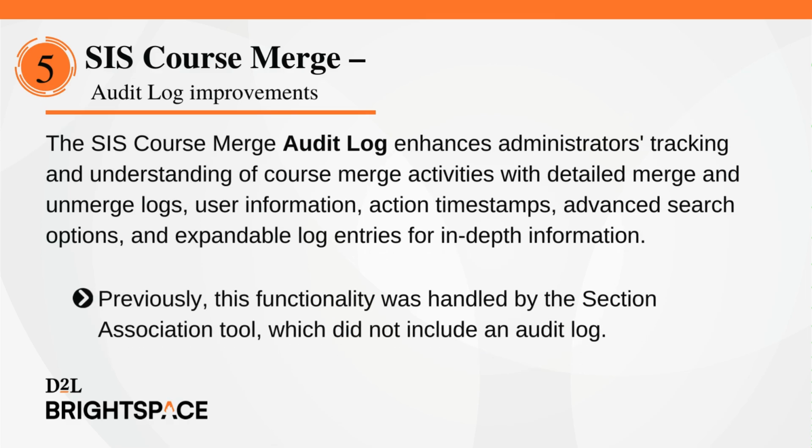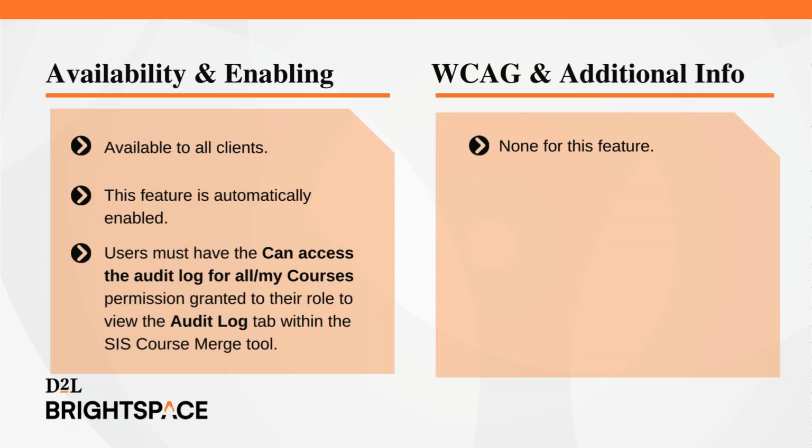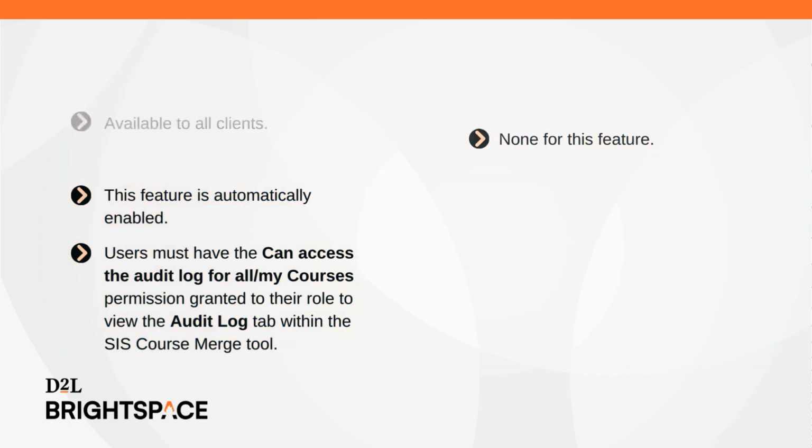The SIS Course Merge Audit Log enhances administrators' tracking and understanding of course merge activities with detailed merge and unmerge logs, user information, action timestamps, advanced search options, and expandable log entries for in-depth information. Previously, this functionality was handled by the Section Association tool, which did not include an audit log. The SIS Course Merge feature is available to all clients and is automatically enabled. Users must have the Can Access the Audit Log for All or My Courses permission granted to their role to view the Audit Log tab within the SIS Course Merge tool.